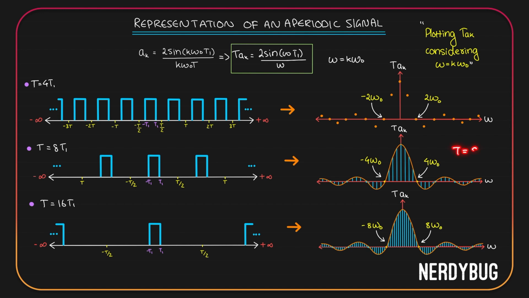In the next case where t is 8 t1, there are even more values that omega can take. And the actual plot of TAK will look like this. Let us remove the plot of AK from it so we can see it better. Let us do the same thing for t equals 16 t1 also. We can see that the points are getting closer and closer to each other as we increase the time period.